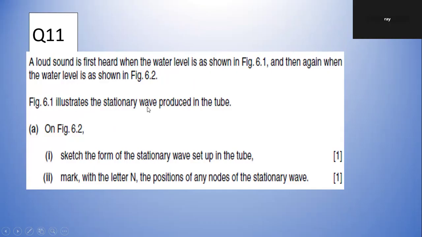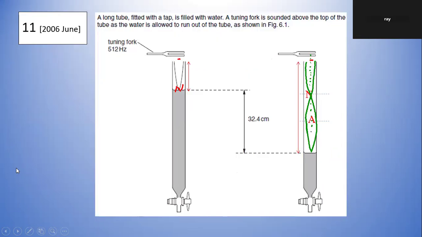And then again when the water level is as shown in figure 6.2. Figure 6.1 illustrates the standing wave produced in the tube. Sketch the form of the standing wave set up in the tube. On figure 6.2, mark with the letter N the position of any nodes of the standing wave. That's what you're supposed to do. The node there, right? Draw the diagram.